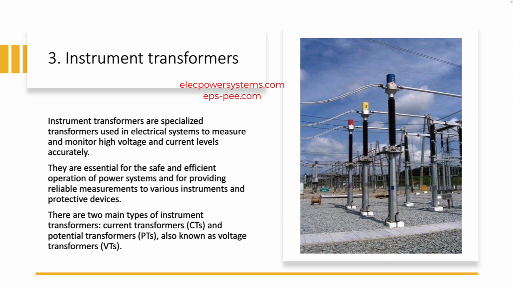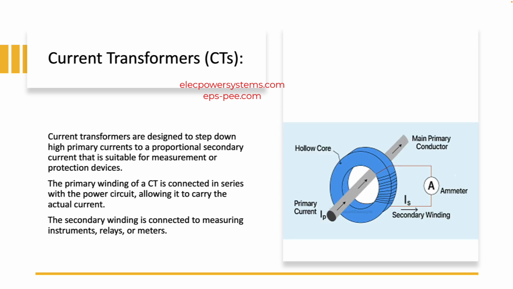There are two main types of instrument transformers: current transformers and potential transformers, also known as voltage transformers. Here's an overview of each type. Current transformers, CTs. Current transformers are designed to step down high primary currents to a proportional secondary current that is suitable for measurement or protection devices.